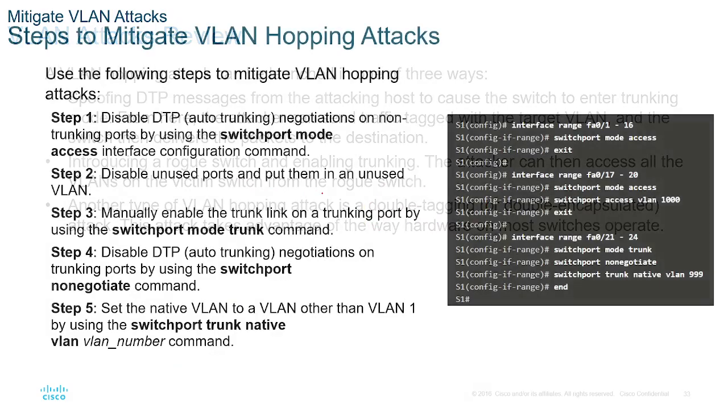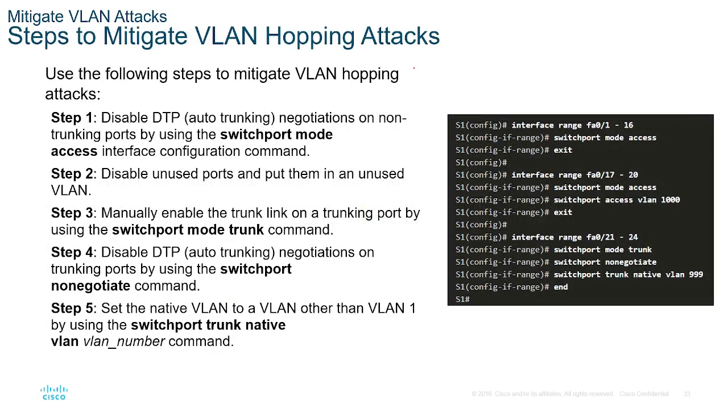Ayan. So how to mitigate those VLAN hopping attacks? First, we need to disable DTP, yung auto trunking negotiation, on non-trunking ports by using switchport mode access.